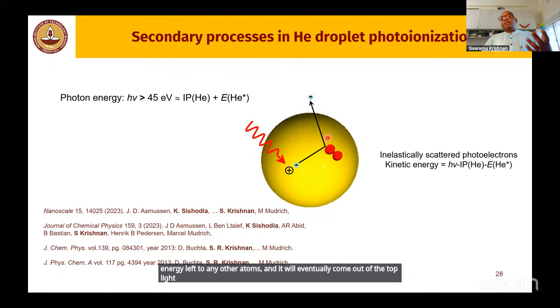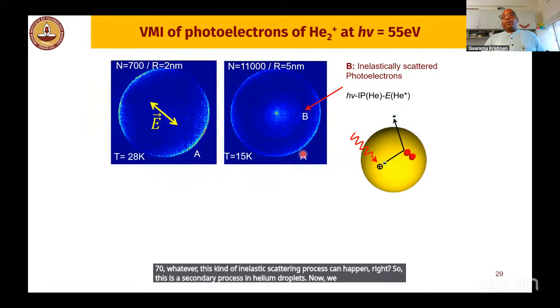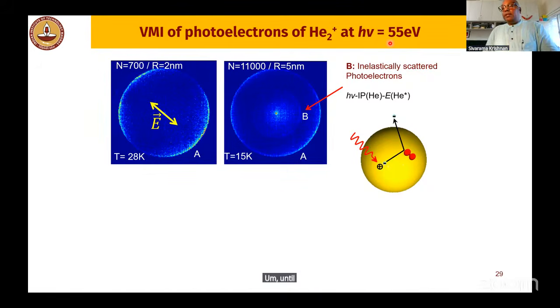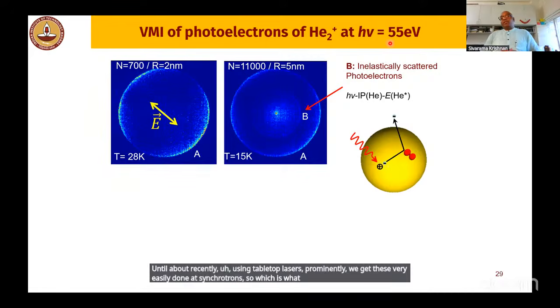So one inelastic scattering event can happen when we take photons of energy greater than 45 eV. It could be 50 eV, it could be 60, 70, whatever. This kind of inelastic scattering process can happen, so this is a secondary process in helium droplets. Now, we did this sort of experiment taking 55 eV photons into consideration. 55 eV photons could not be produced until recently using tabletop lasers. Prominently, we get these very easily at synchrotrons, which is what we did. We did this study at the Elettra synchrotron in Trieste in Italy.